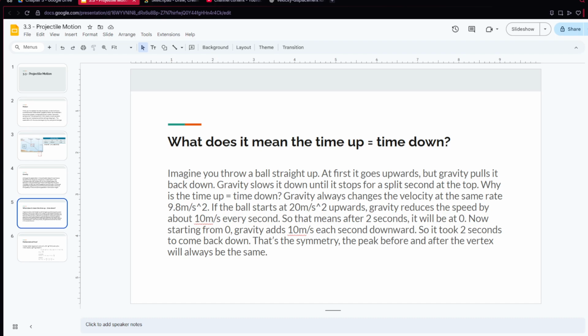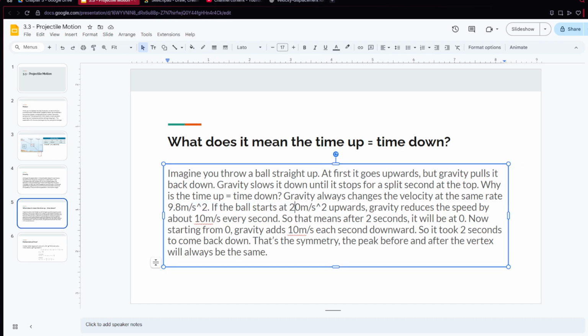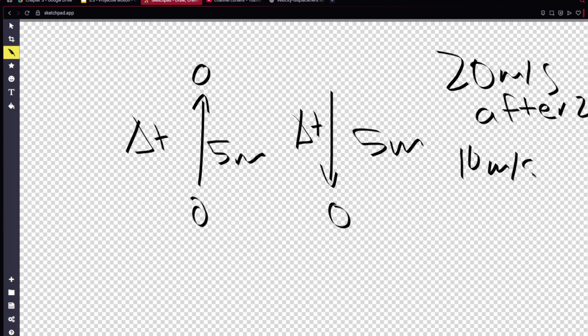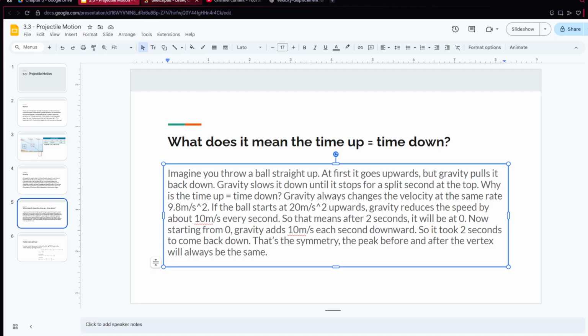So if we say that we threw the ball upwards at 20 meters per second, gravity changes the velocity at the same rate. Gravity is 9.8 meters per second squared, but we'll denote it as 10 meters per second squared for simplicity. So if it's traveling 20 meters per second upwards, after 2 seconds the ball will stop, because gravity lowered this by 10 meters per second at 1 second. So it's going to be 10 meters per second, and at the second second gravity is going to completely halt the ball. So it would stop after 2 seconds.